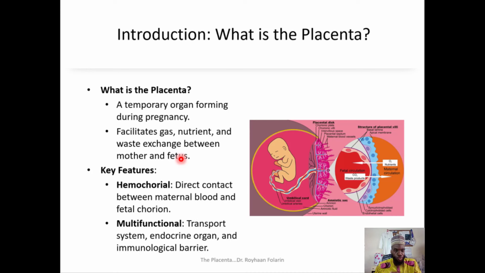The fact that it is hemochorial, in the sense that it provides a direct contact between the maternal blood and the fetal chorion. It is also multifunctional, like I just mentioned, in the sense that it serves as a transport system, and as an endocrine organ, and as an immunological barrier.